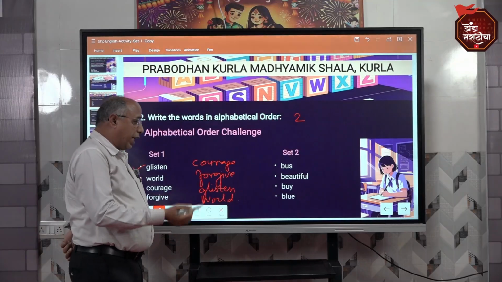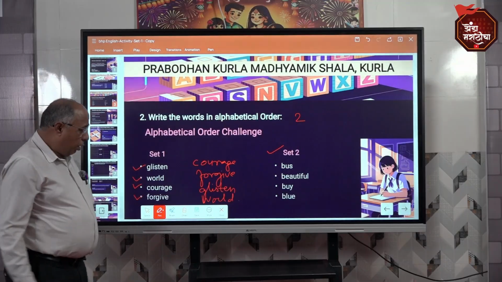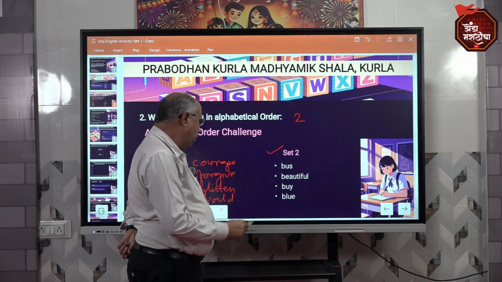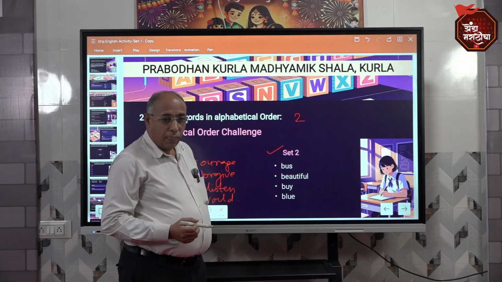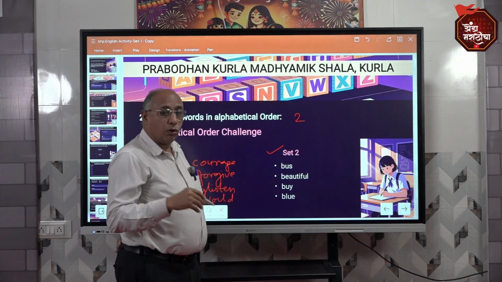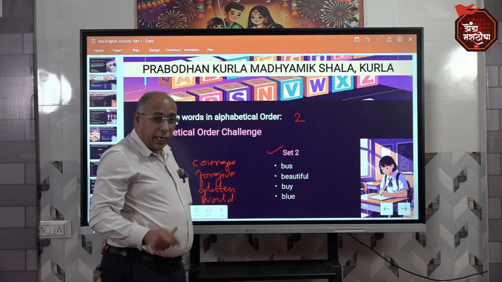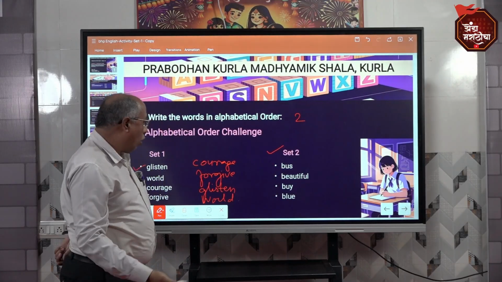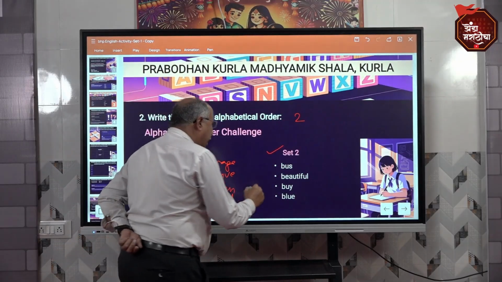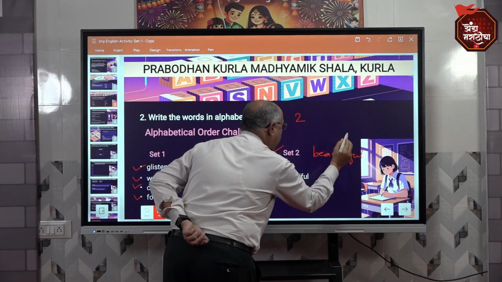But the next activity, that is set number 2, is very different from this one. How is it different? Let's go see. Means 4 words are given and each one begins with the same letter. Bus, beautiful, buy and blue. When you face such a kind of activity, you should not consider only the first letter, then you will go to the next letter. Next letter, there is U, E, again U, again U, again you will consider the third one. And so, first of all, you will write the second one, that is beautiful.